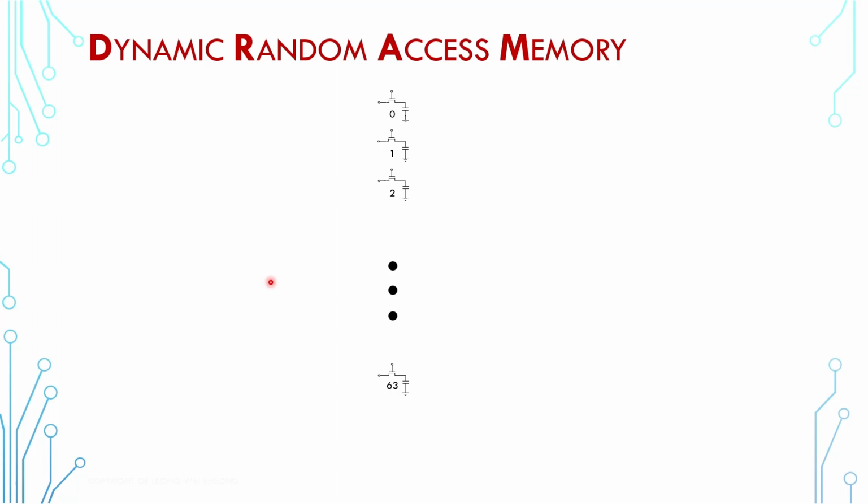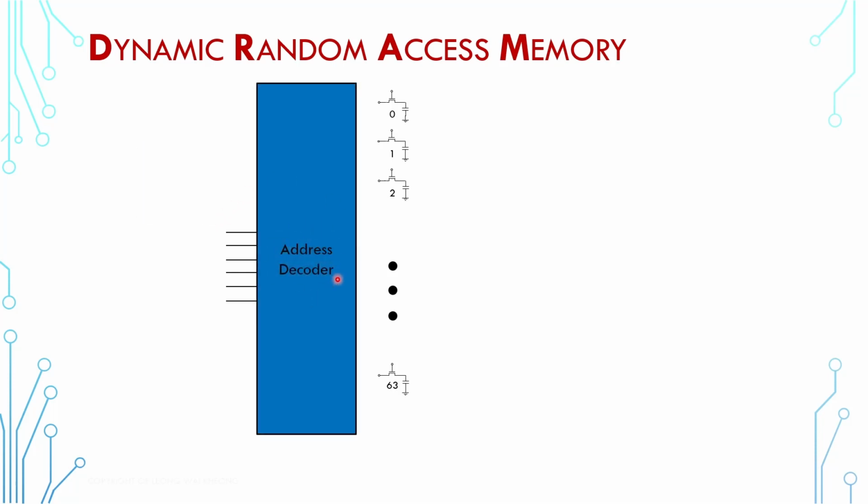Now, traditionally, we need a 6-bit address, which can hold a value ranging from 0 to 63, and we need an address decoder to select which memory cell to access. Say we provide 0 at the address bus, the address decoder will select memory cell 0. If we provide 2 or 10 at the address bus, memory cell 2 can be accessed. And if we provide 63 or 111, then memory cell 63 can be accessed, traditionally.